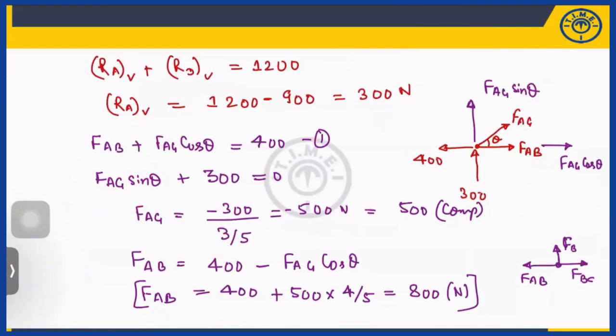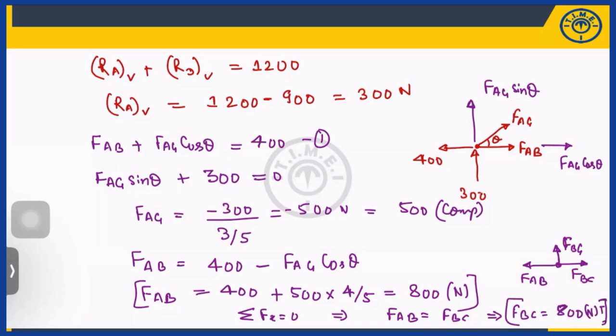Whatever the force which you got, this 800, that will be balanced by FBC, or otherwise you can consider summation of force in x direction 0. What are the forces acting? FAB is equal to FBC. Yes or no? Because this is acting in this direction and this is acting in this direction. That means I can write the FBC force is nothing but 800 Newton, and which will be the tensile.